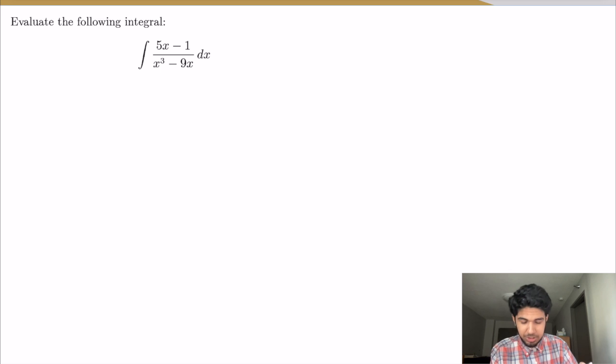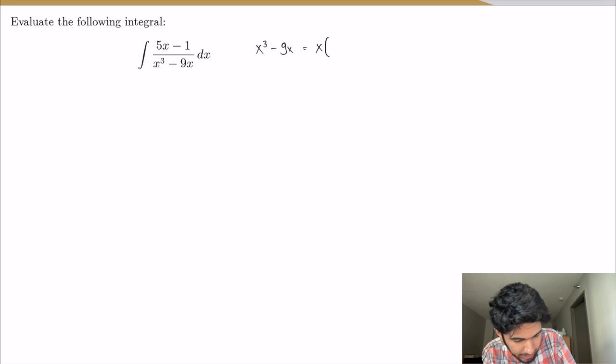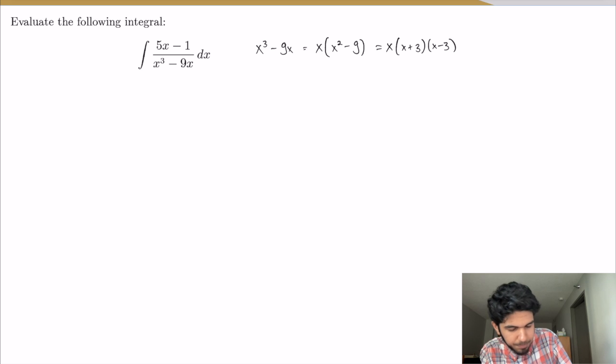So the first thing we should do is try to decompose our fraction. So for that, we should try to factorize our denominator. So our denominator is x cubed minus 9x. The first thing I see is I can factor out an x to get x times x squared minus 9. And I see x squared minus 9 is the difference of two squares, so we know that factors out into x plus 3 times x minus 3.